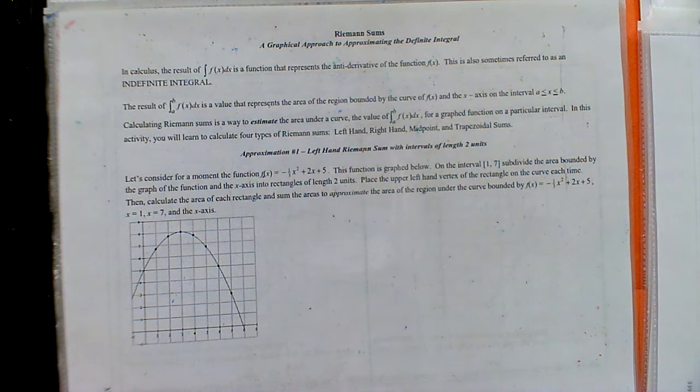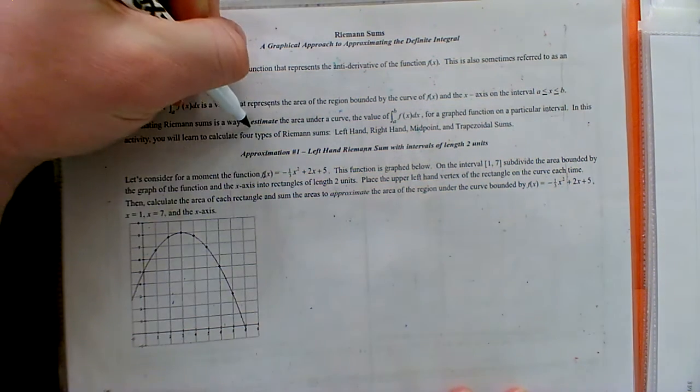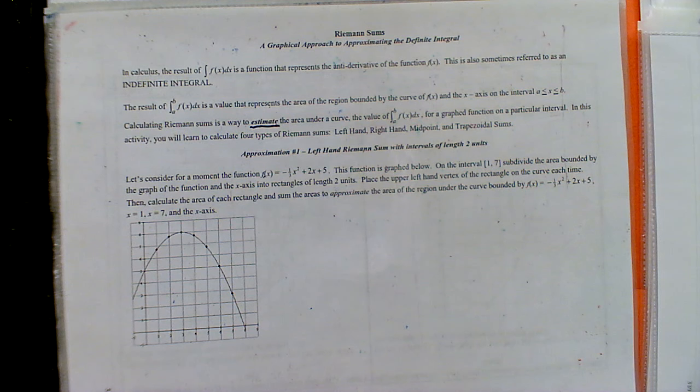Calculating Riemann sums is a way to estimate. Again, this is just estimating. You're not getting the exact value. Estimating the area under the curve, the value of the integral from a to b of f of x dx for a graphed function on a particular interval. In this activity, you will learn to calculate 4 types of Riemann sums. We're going to have left-hand sums, right-hand, midpoint, and trapezoidal sums. We're first going to focus on the left and the right, and we may make it to the midpoint today, I'm not sure, but we're definitely going to do left and right today.